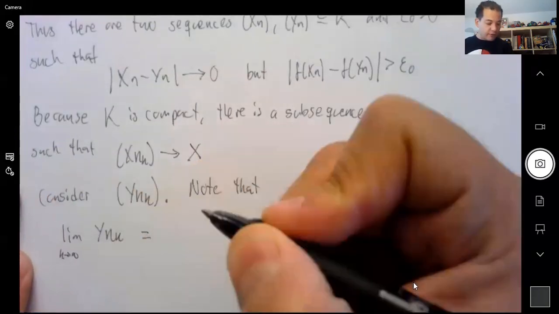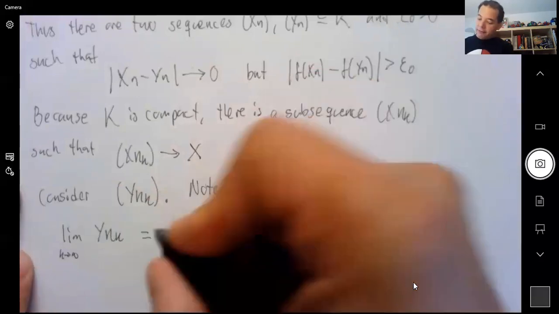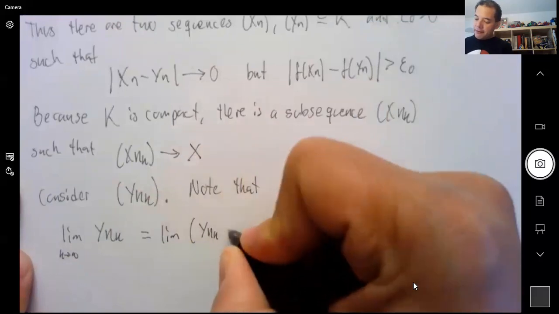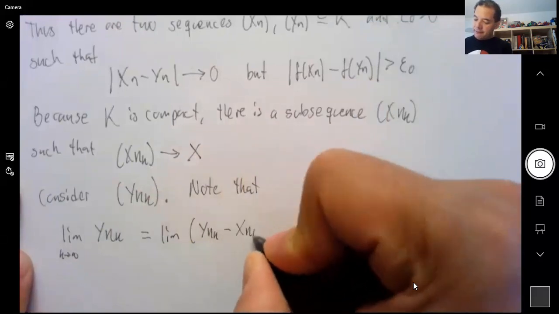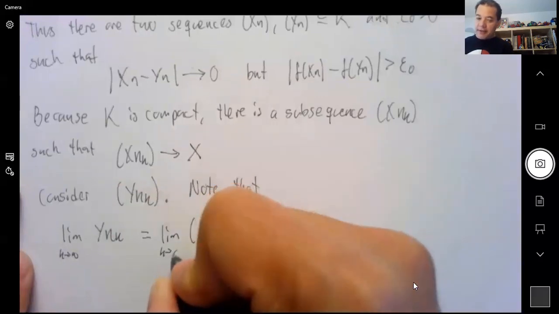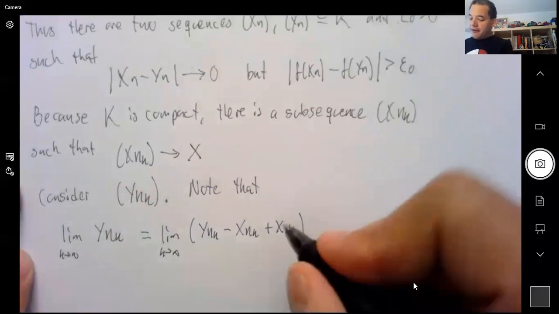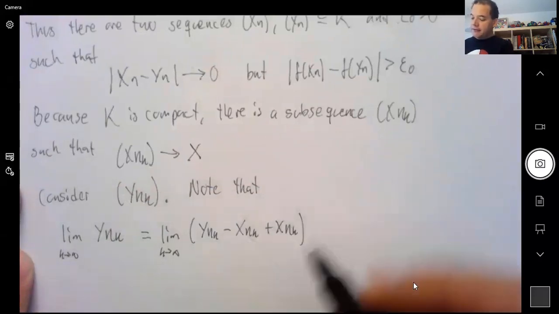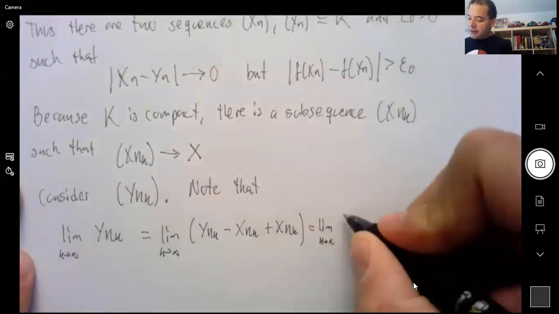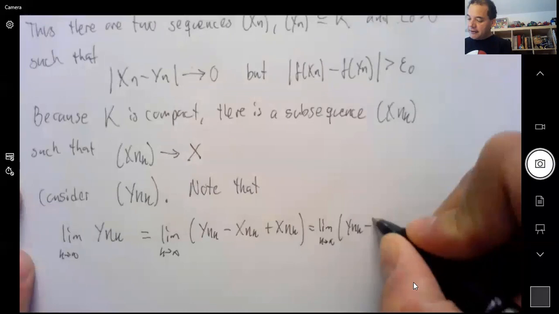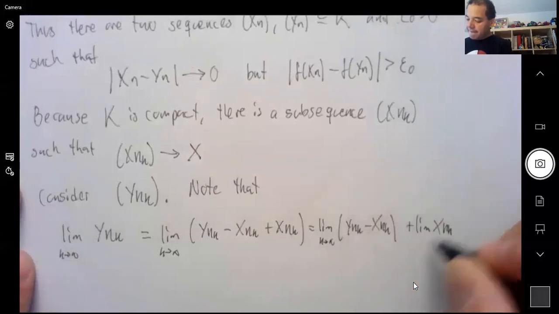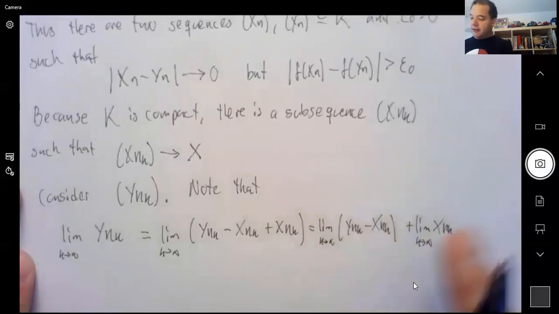Well, not clear, but what if I write it like this? Y minus x plus x. Well, that's obviously the same, right? But what is better is that we know these two limits exist when I separate it. So I can use the algebraic limit theorem because both of these limits exist. This one that I'm writing and this other one, right? These two limits exist.